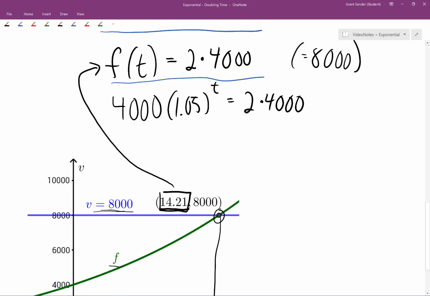So it takes 14.21 years for our investment to double. So we actually call this number right here the doubling time for this exponential function. So this is the doubling time.